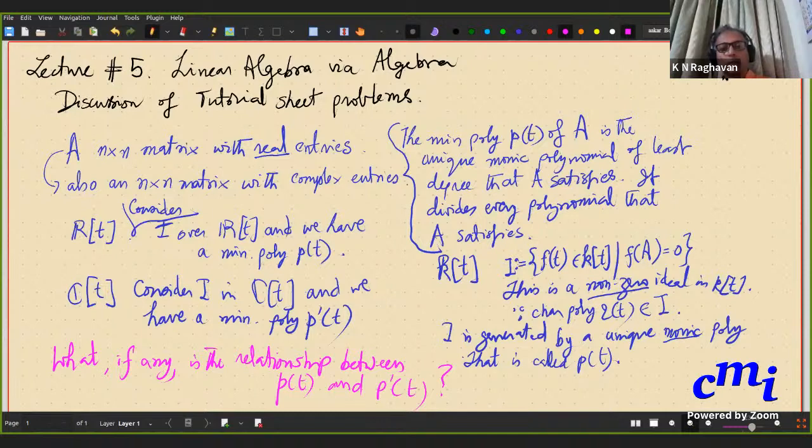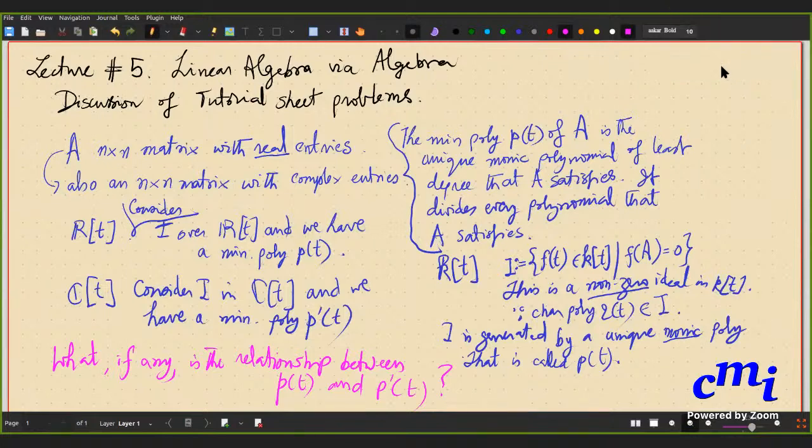What if I can actually look at any field even bigger than C and look at it there? Any field containing R, and I'll get a polynomial over that field. What is the relationship between all these polynomials? That's the question.